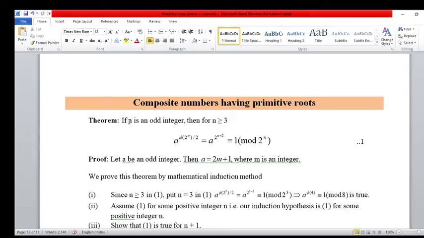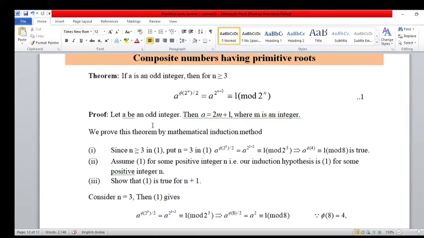The theorem is: if a is an odd integer, then for n greater than or equal to 3, a raised to the power 2 raised to the power n upon 2, that is a raised to the power 2 raised to the power n minus 2, is congruent to 1 mod 2 raised to the power n. This is the theorem. Means the condition is given, a is an odd integer and the value of n is greater than or equal to 3, then this condition is true.